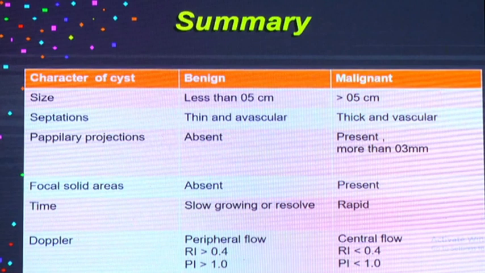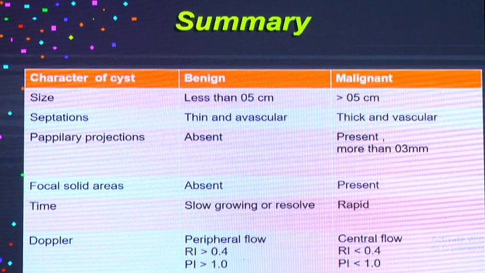So to sum up, if the size is less than 5 centimeters, it is benign. More than 5, it is malignant. If septations are thin and avascular, that is benign. If they are thick and vascular, malignant. Papillary projections, if they are present and more than 3 millimeters, that is malignant. If they are absent, that is benign. Focal solid component, definitely if present and vascular, that is malignant.